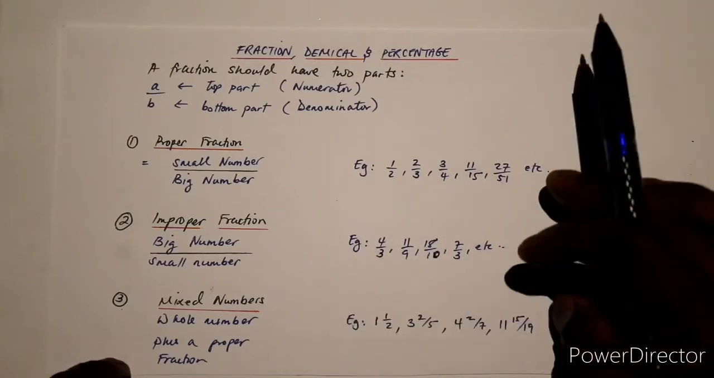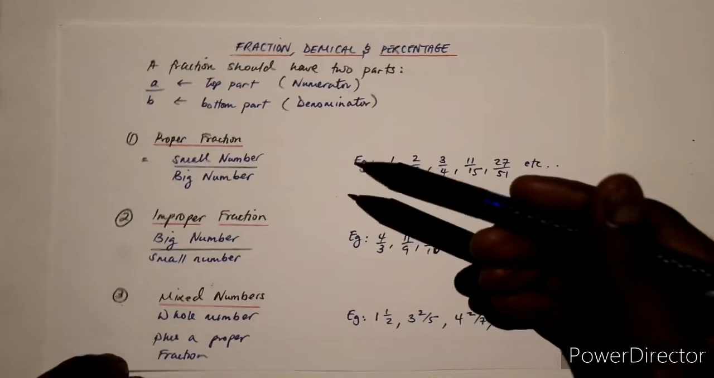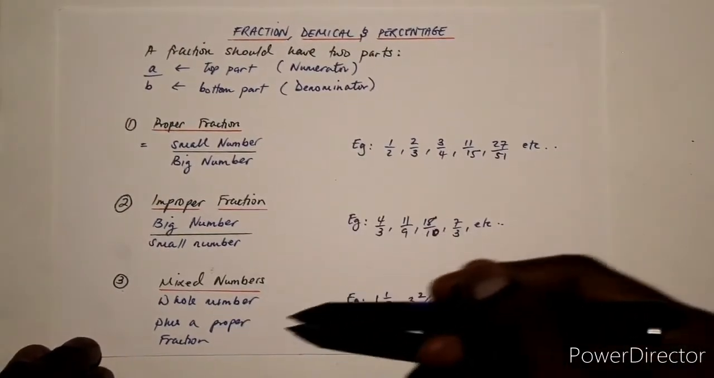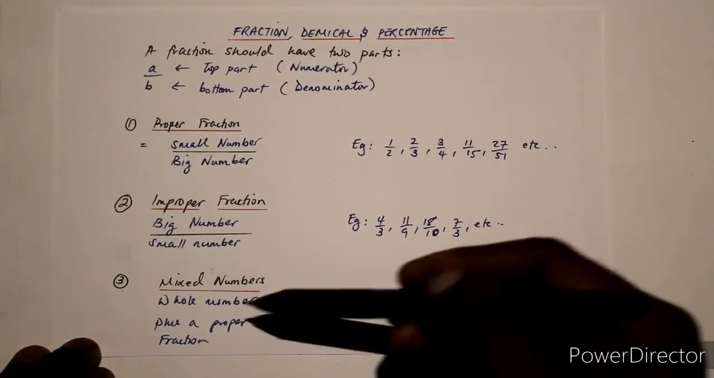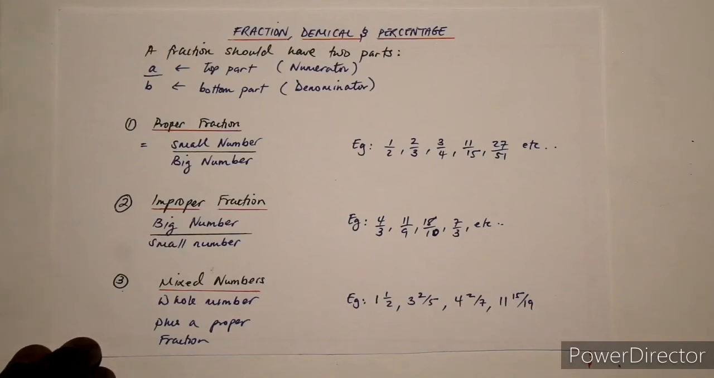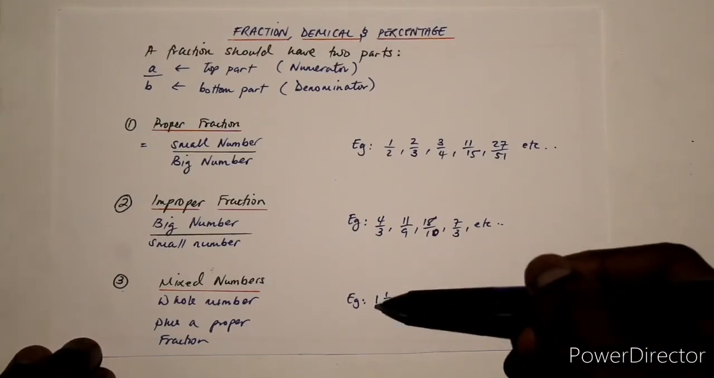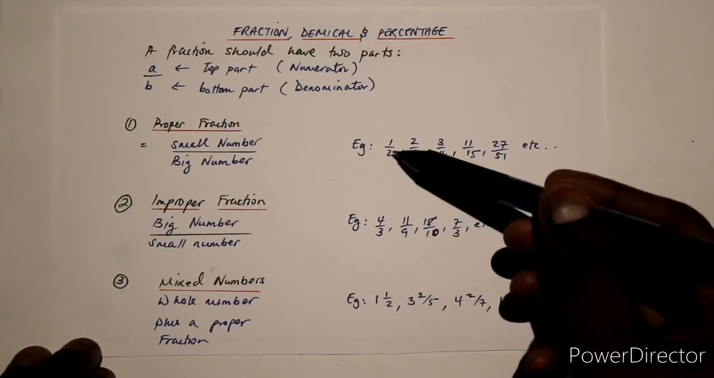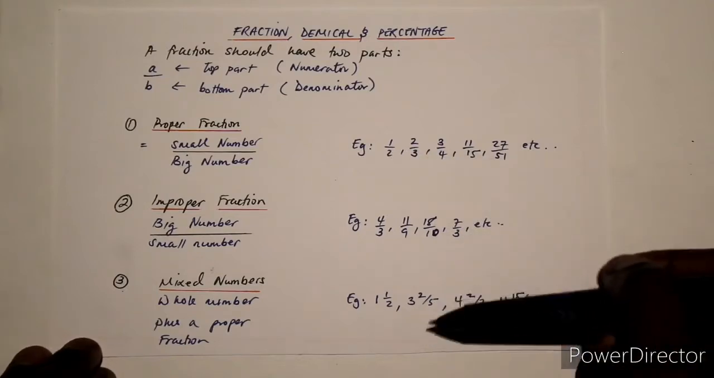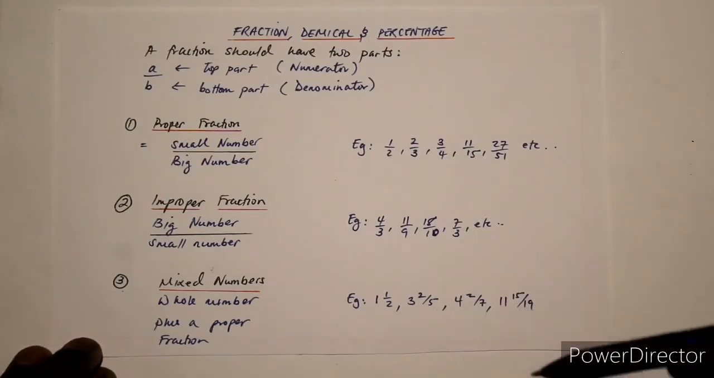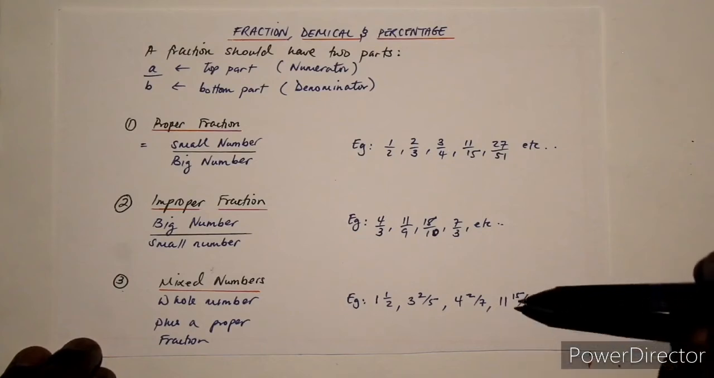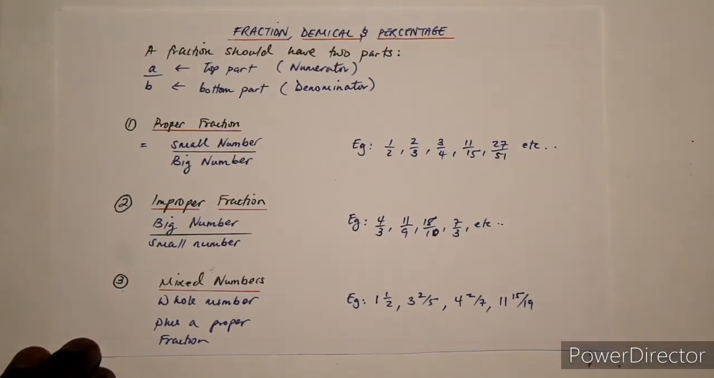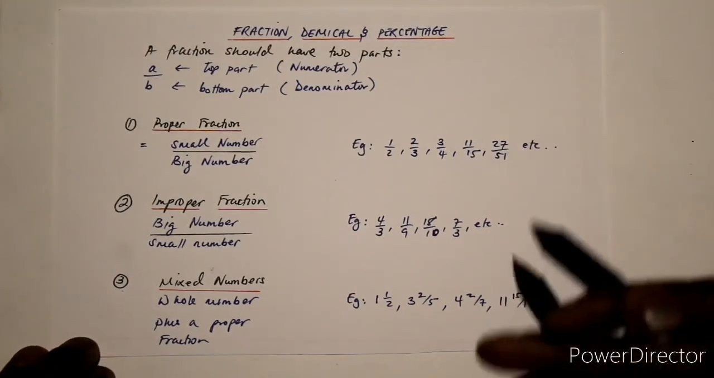Now when you come to mixed numbers, this time you will have a whole number plus a proper fraction. So you will have 1 whole and 1 over 2, a proper fraction. 3 whole, 2 over 5, 4 whole, 2 over 7, 11 whole, 15 over 19 and continues. So this is the difference.